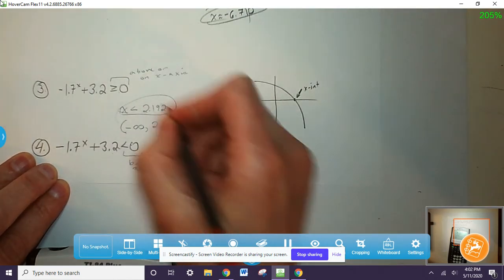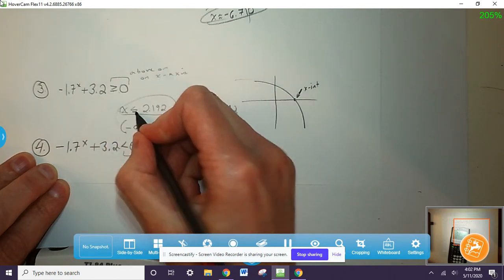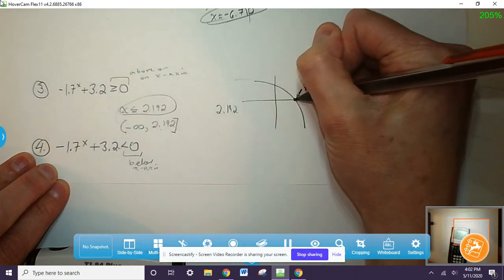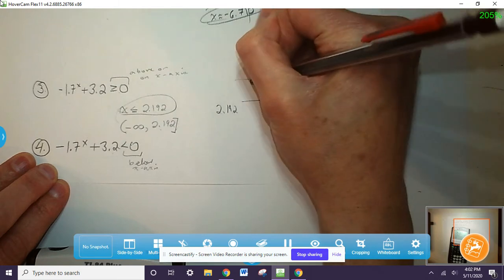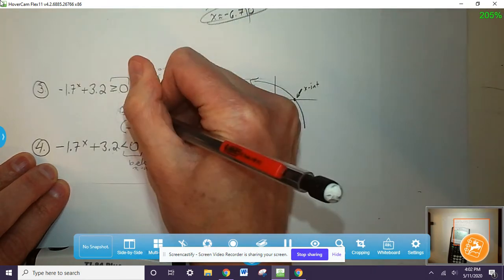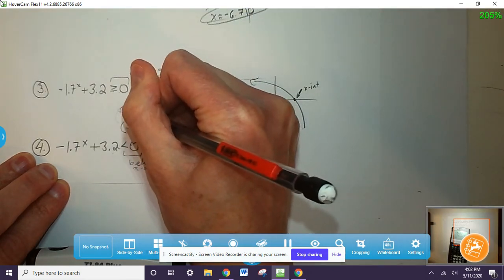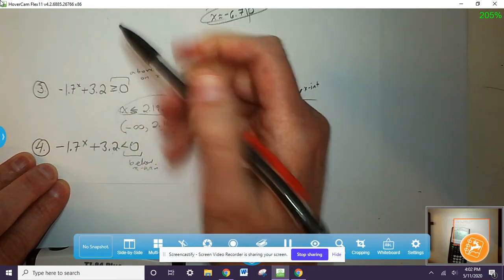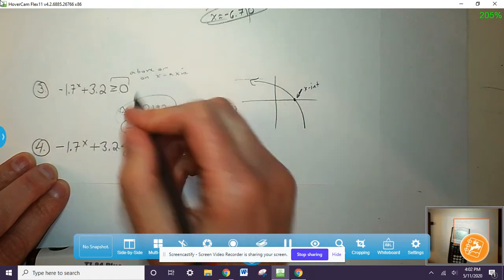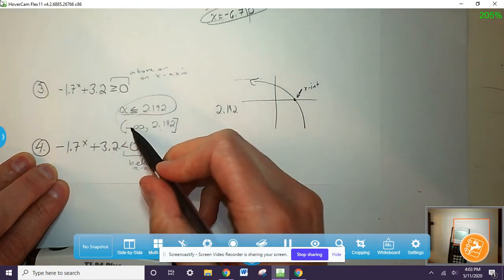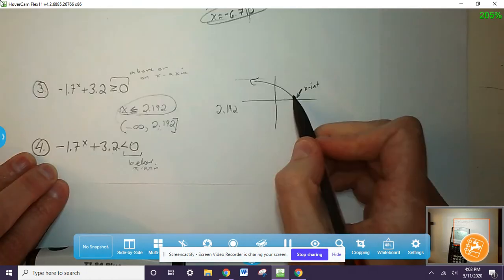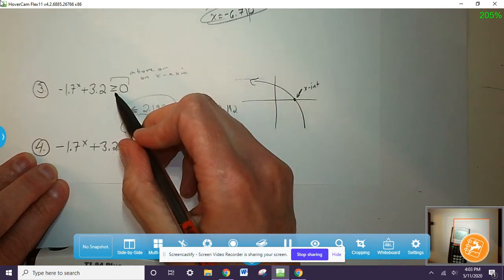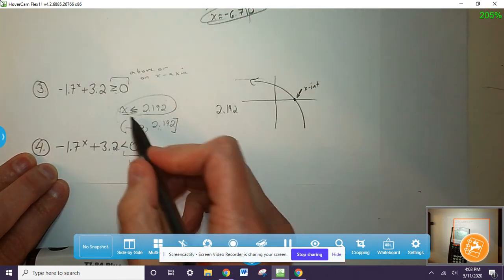This one said or equal to. So I want that point because that's on the x-axis and everything up here. So that point and everything up here. So the inequality should be inclusive, not strict like I had it before. You want the or equal to. So x less than or equal to that approximation. And then negative infinity up to 2.192, including that because we want on. And again, these are approximations, so it's not perfect, but it's the best we can do at this point in time.